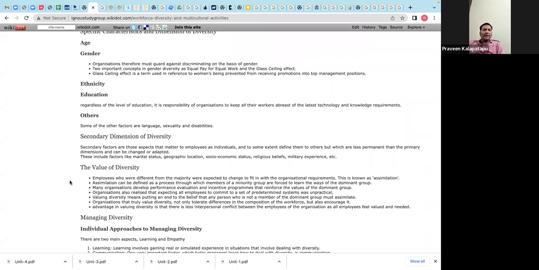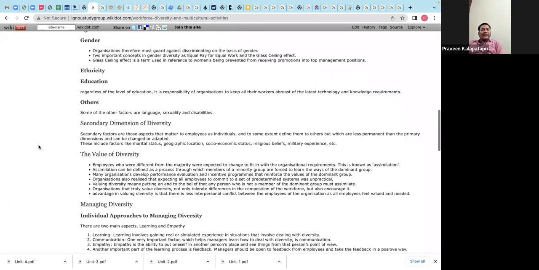Apart from the primary dimensions that we talked about, there is something called a secondary dimension. Secondary dimensions are not really a permanent status; rather, they can change over time. For example, marital status. I joined the company as a bachelor but got married in between, so my status has changed, right? So this is not a permanent factor, but still the diversity would be there from these secondary dimensions as well.